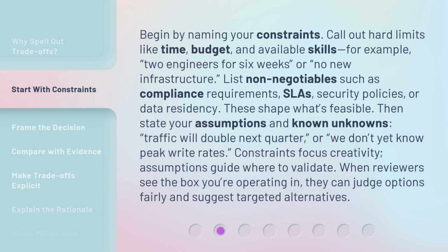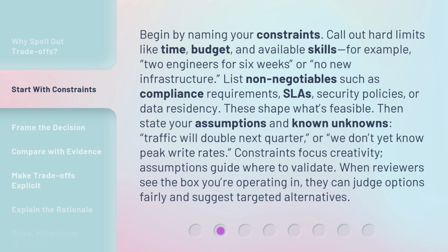Begin by naming your constraints. Call out hard limits like time, budget, and available skills. For example, 2 engineers for 6 weeks, or no new infrastructure. List non-negotiables, such as compliance requirements, SLAs, security policies, or data residency. These shape what's feasible. Then state your assumptions and known unknowns.